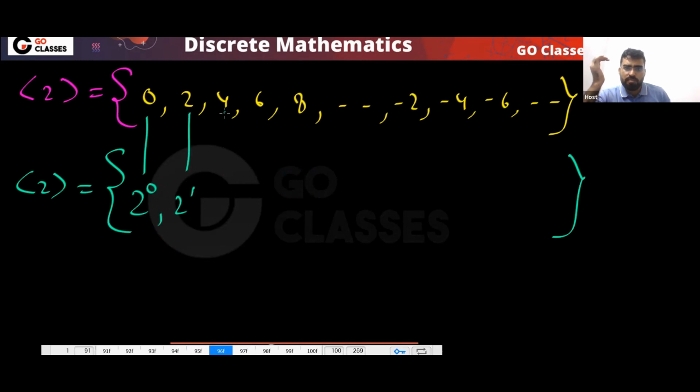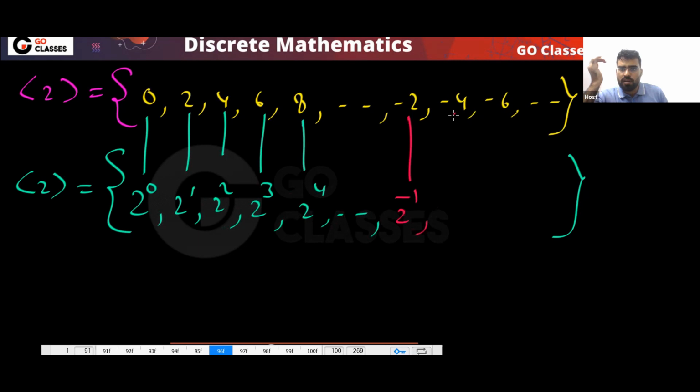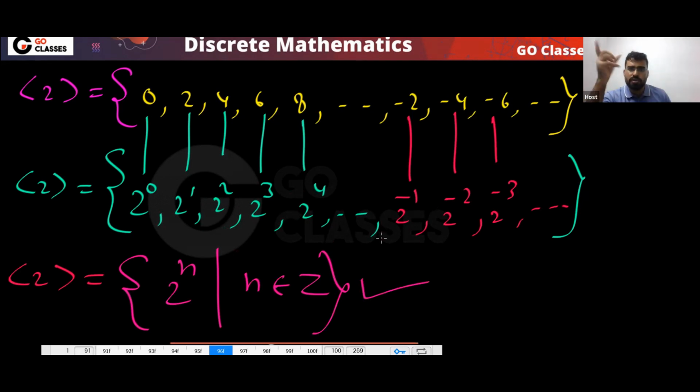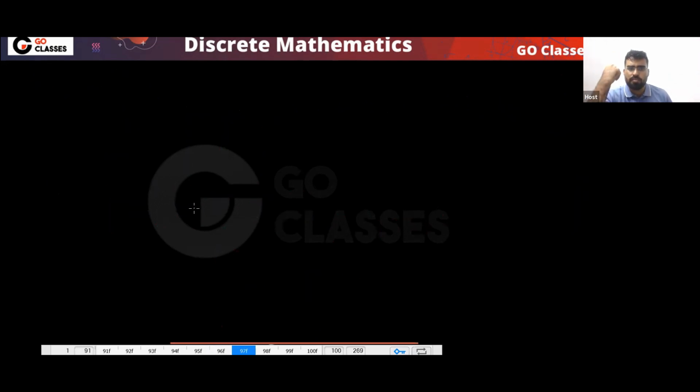This means 2 power 1. This means 2 power 2. This means 2 power 3. This means 2 power 4. This means 2 power minus 1, 2 power minus 2, 2 power minus 3. So can I say the subgroup generated by 2 is 2 to the power n, where n is an integer? Yes or no? Is this clear? So all the powers of 2, this is your subgroup generated by 2. Is this clear? Tell me.